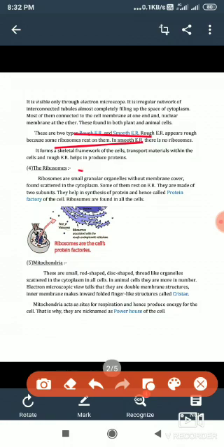Next we come on to ribosomes. Ribosomes are very small granular particles without any membrane cover, present scattered in the cytoplasm. Some of them rest on ER, as I told you a few minutes ago, making the endoplasmic reticulum rough. Though some others are floating in the cytoplasm. So in this way they are present.